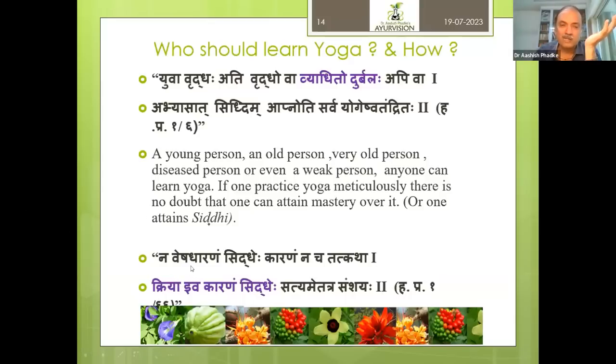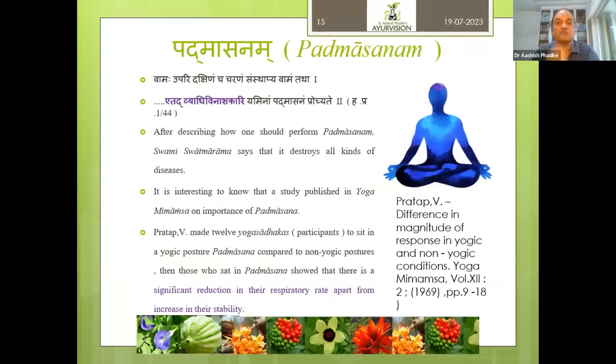This part deals with the verse Naveshadaranam Siddhe Karanam Chatatkata Kriya Iva Karanam Siddhe Satyam Etatra. By just wearing a robe, an orange robe or bhagwa kafni, you do not become a yogi, but you need to actually practice yoga on a day-to-day basis. And you should motivate your student, motivate your patient to take up the practice, and that only will help. That is what is mentioned.